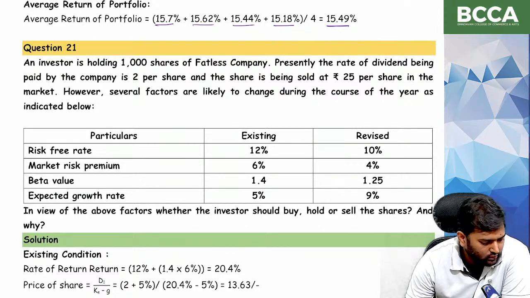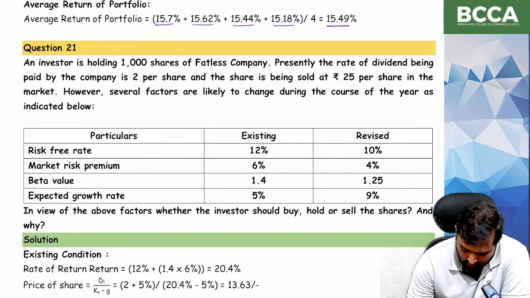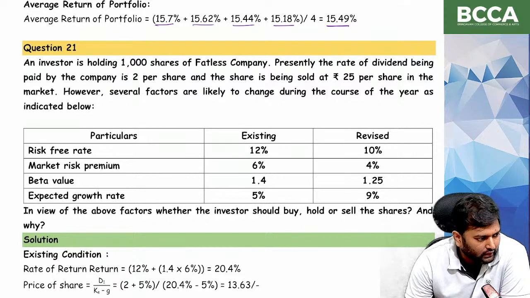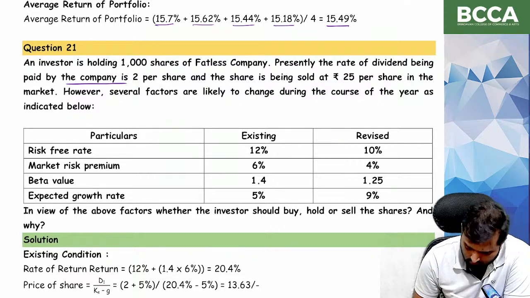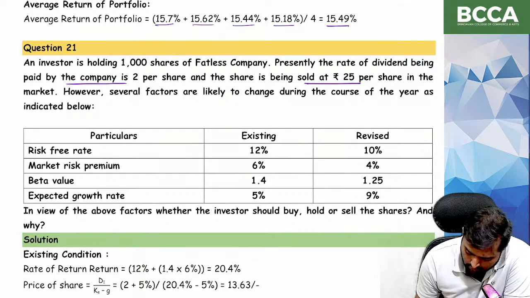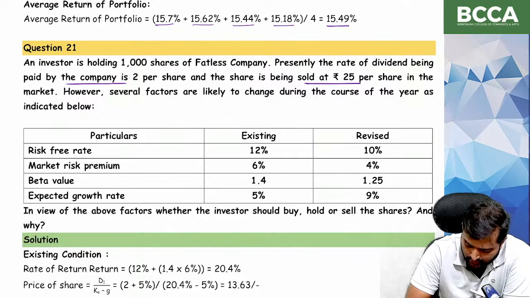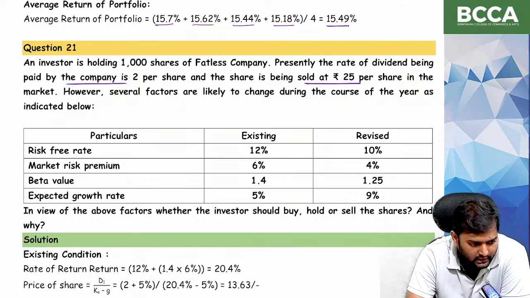An investor is holding 1,000 shares of a fatless company. Presently, the rate of dividend being paid by the company is 2 per share. Presently, the dividend being paid, that means D naught, and the share is being sold at rupees 25 per share in the market. However, several factors are likely to change during the course of the year as indicated below.